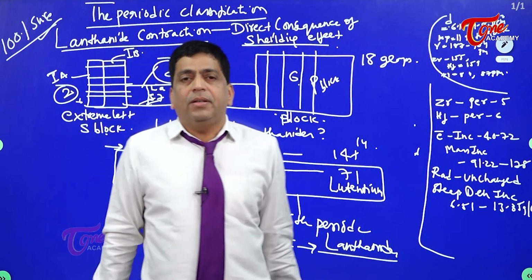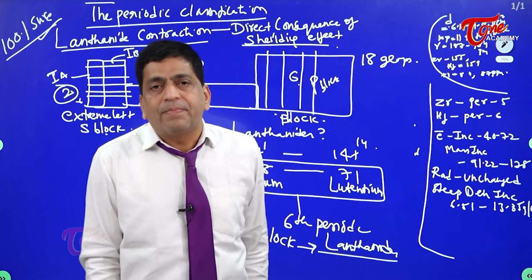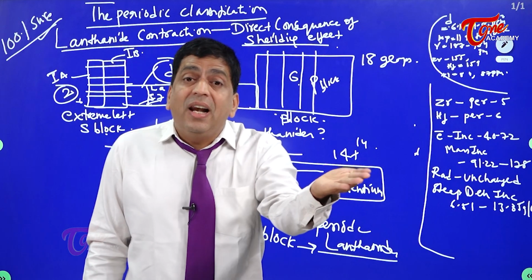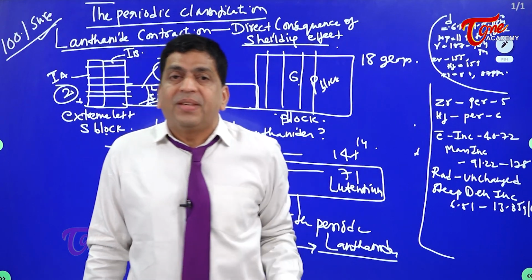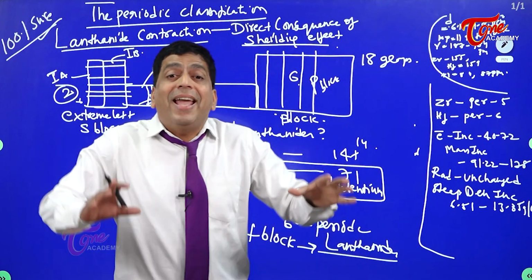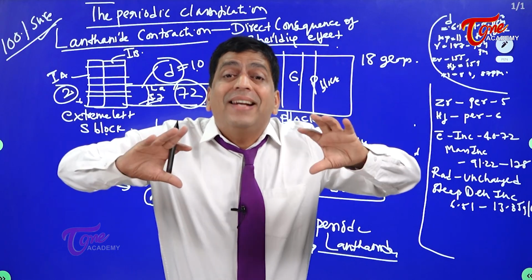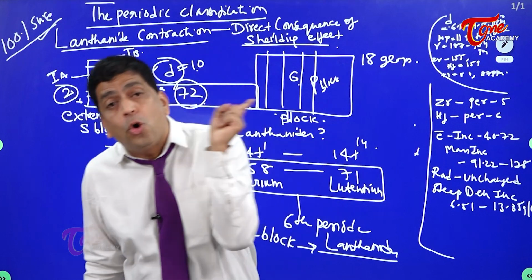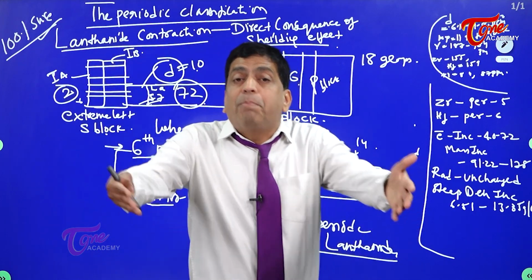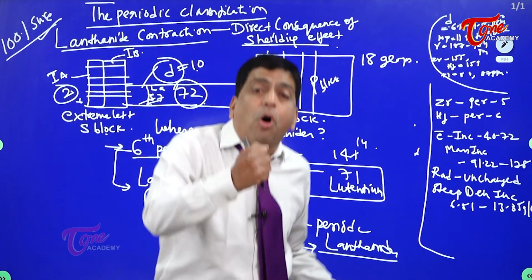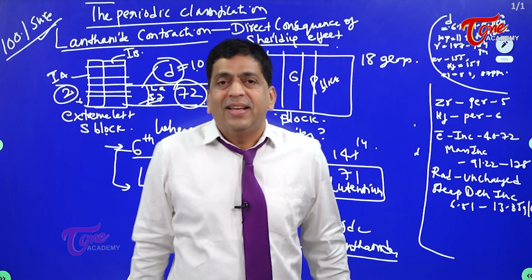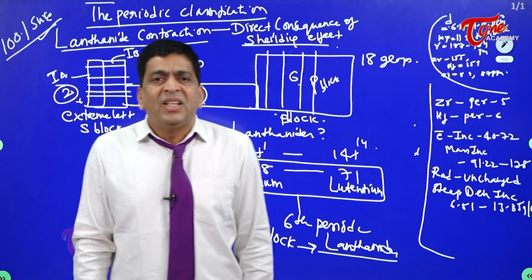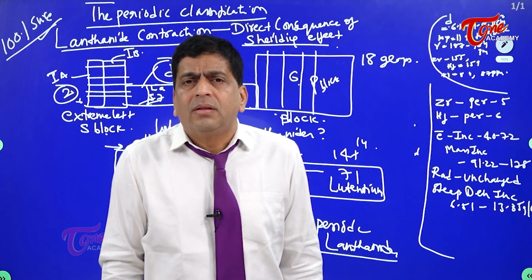I repeat this statement. There should not be any confusion. Lanthanum is a D block. The elements that follow lanthanum, the next 14, are called what? Lanthanides. So if someone asks you what are lanthanides: the elements that follow lanthanum, which are picked out from the mainframe and put at the bottom, are F block elements, and those are called lanthanides.